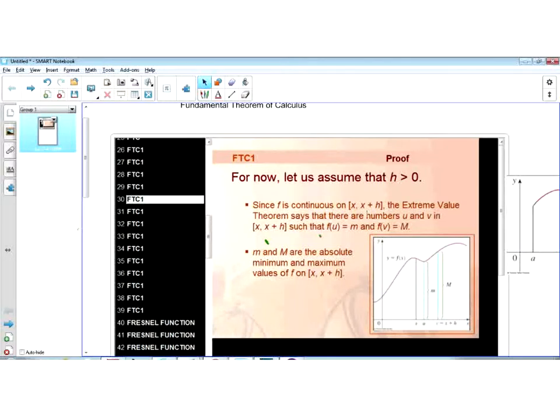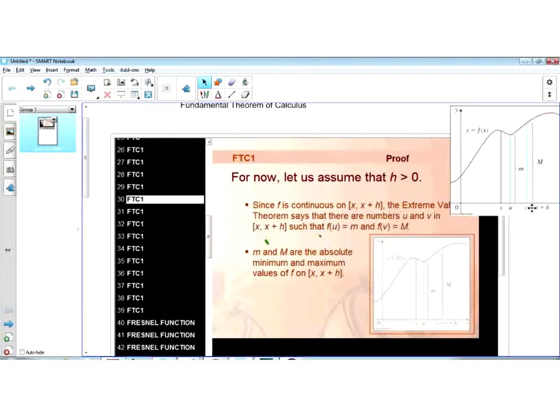So since f is continuous on x to x plus h, the extreme value theorem says that there are numbers u and v in the interval x to x plus h such that f of u is equal to the smaller value and f of v is equal to the larger value. So m, lowercase m and uppercase M, are the absolute minimum and maximum values of f on x to x plus h. All right. So we're going to assume that h is greater than 0.